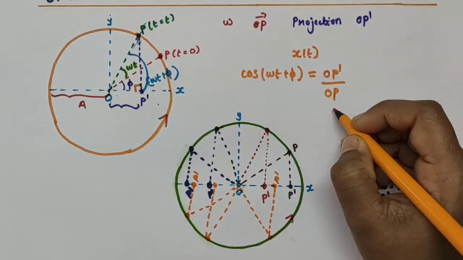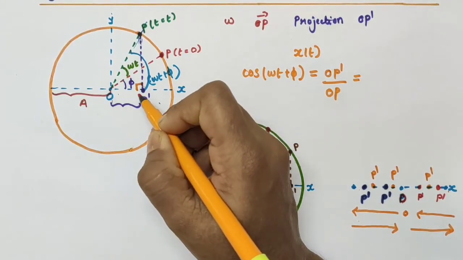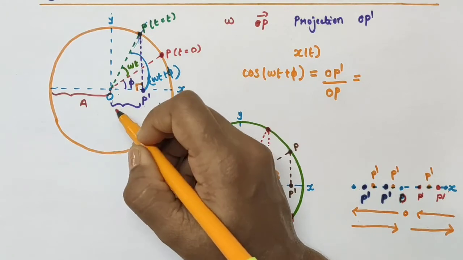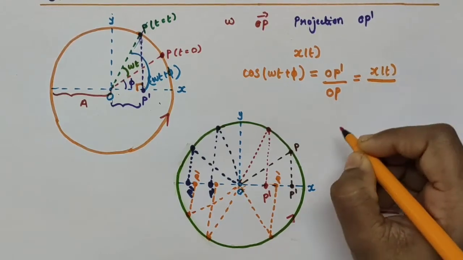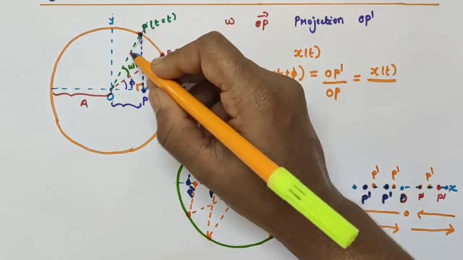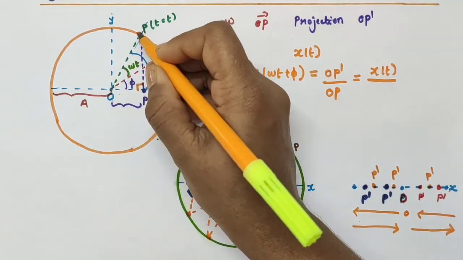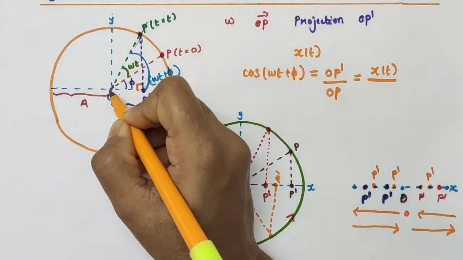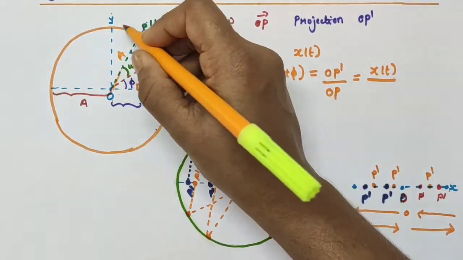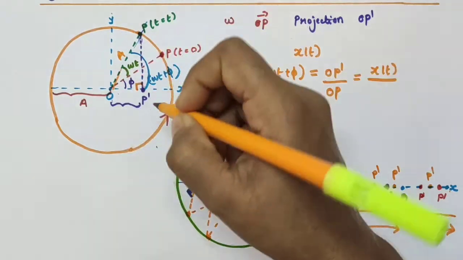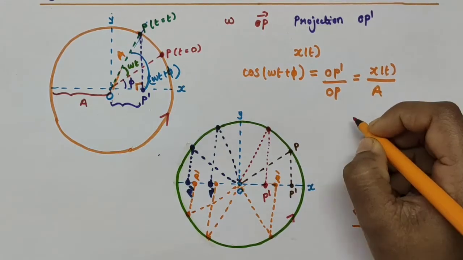So OP. Then what is that OP dash? OP dash is the position of P dash from the origin, which is taken as x of t. So we can write OP dash as x of t divided by OP. OP is the position vector of that particle, but from here to here it will actually be the radius of the circle. We have taken capital A as the radius of the circle. So this is also the radius, that is from the midpoint to any point on its circumference. So OP is radius A.